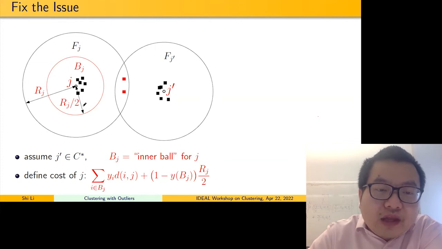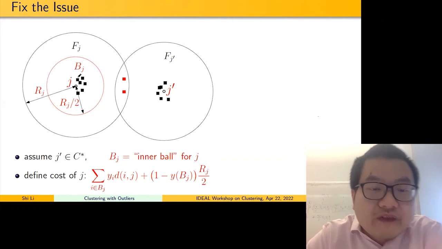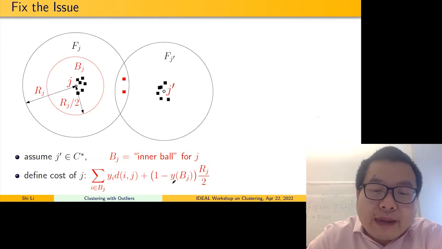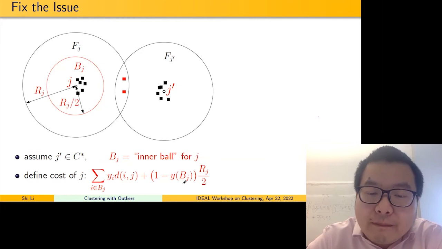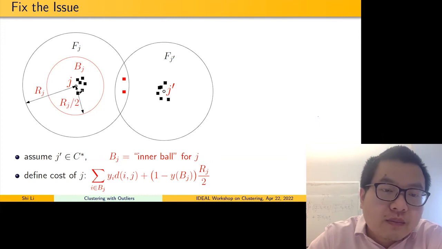Then in the iterative rounding procedure, we maintain a linear program and an LP solution. In the solution, the cost of J is defined as follows. So first, for every I in BJ, we have YI times DIJ. So that is, J is connected to all the facilities in BJ, and we have the cost. Maybe YBJ is less than 1. Then for the remaining 1 minus YBJ fraction, we use the connection distance RJ over 2. Okay, we just use this as an estimation because the connection distance is at least RJ over 2 outside BJ, but we use it as the connection cost.